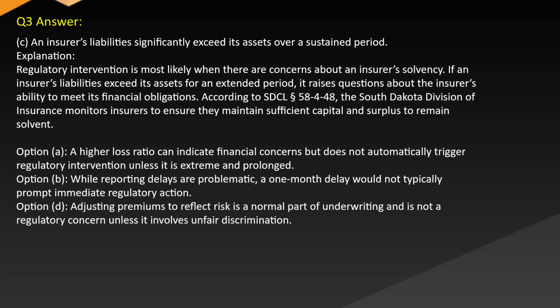Option A. A higher loss ratio can indicate financial concerns, but does not automatically trigger regulatory intervention unless it is extreme and prolonged. Option B. While reporting delays are problematic, a 1 month delay would not typically prompt immediate regulatory action. Option D. Adjusting premiums to reflect risk is a normal part of underwriting and is not a regulatory concern unless it involves unfair discrimination.